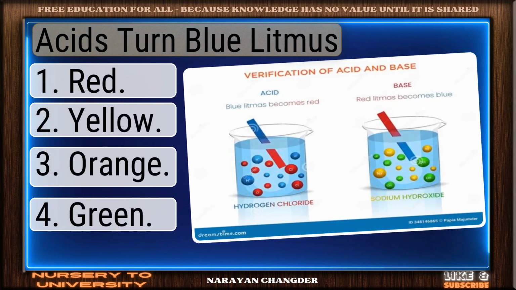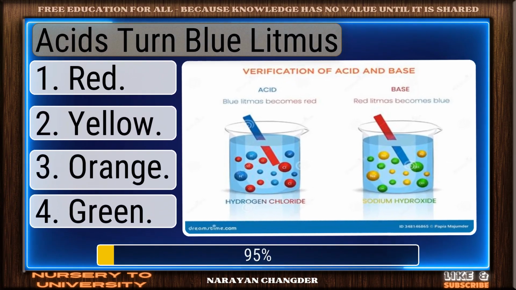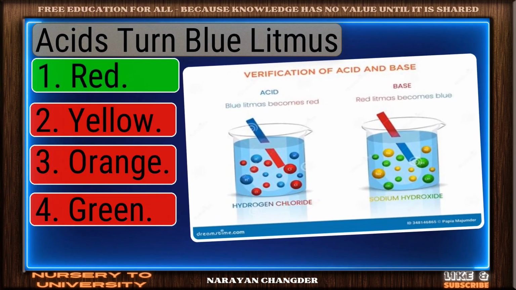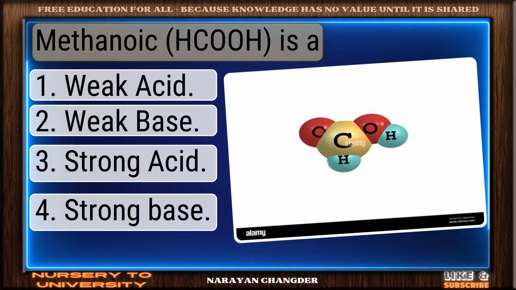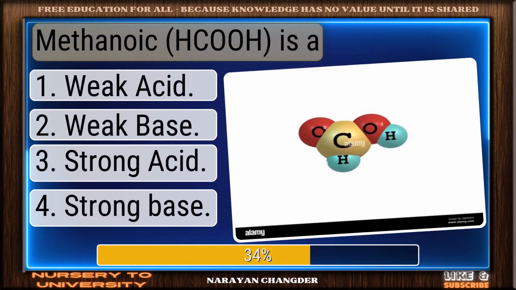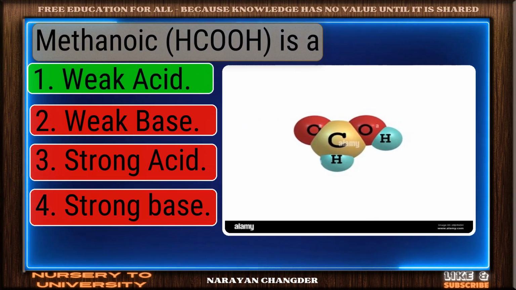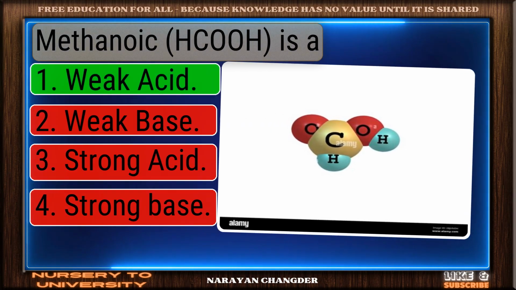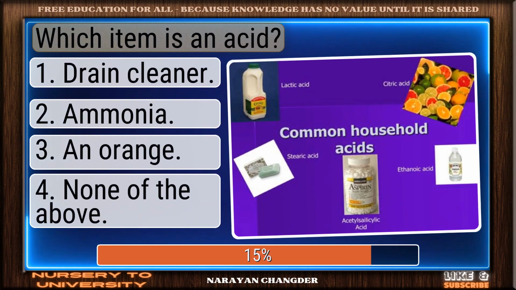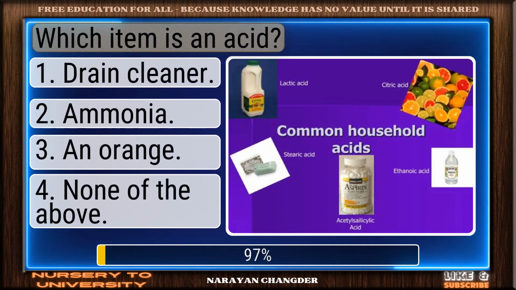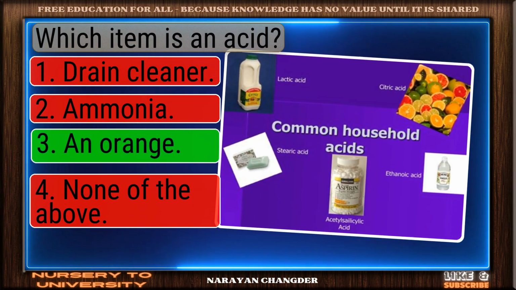Question number 235. Acids turn blue litmus. Smart move. Red is an accurate answer. Question number 236. Methanoic is a. Nice work. You chose weak acid and it is correct. Question number 237. Which item is an acid? Good job. Your answer, an orange, works well here.